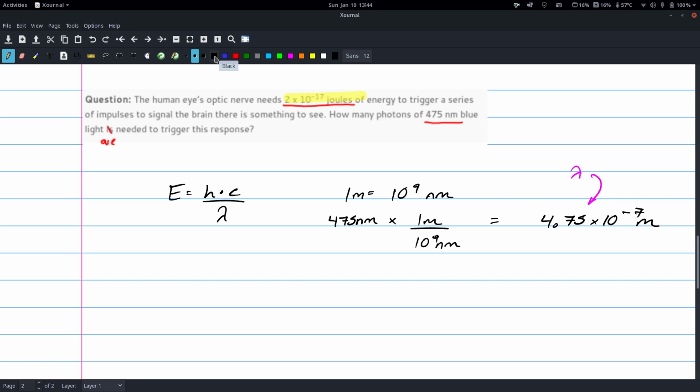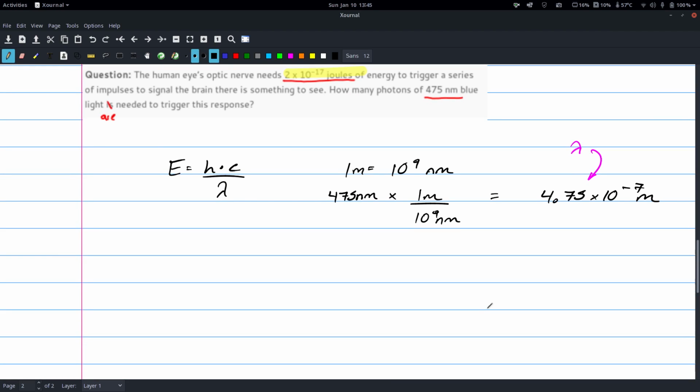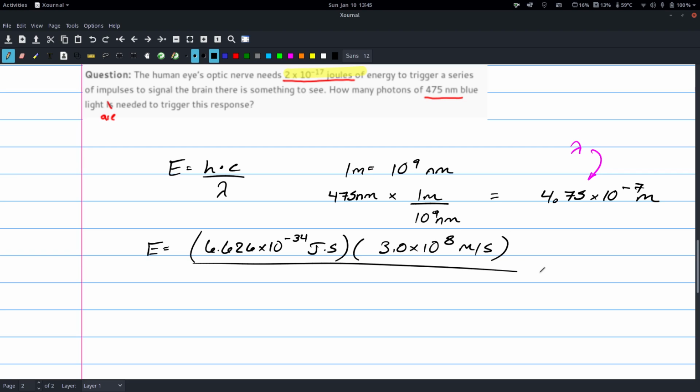So now all we have to do is first figure out how much energy is needed for one photon, or how much energy one photon is going to be producing. So E equals Planck's constant times the speed of light divided by the wavelength of our photon.